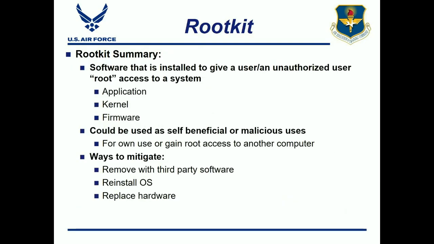So to sum things up, we discussed that a rootkit is software that is installed to give a user or an unauthorized user root access to a system. This could affect an application, the kernel, and also the firmware. It could be used for self-beneficial or malicious purposes. So you could use it for your own use or to gain root access to another computer. Ways to mitigate it are to remove it with third-party software, reinstall the OS, or maybe even replace the hardware.